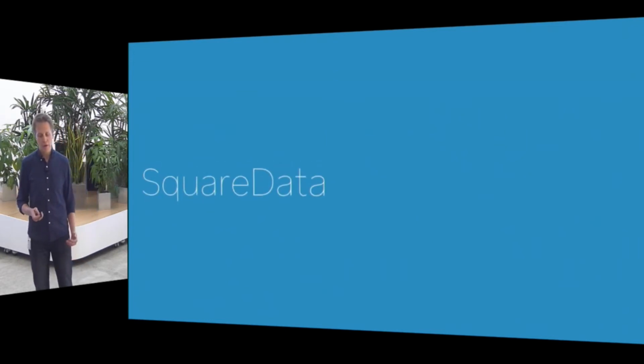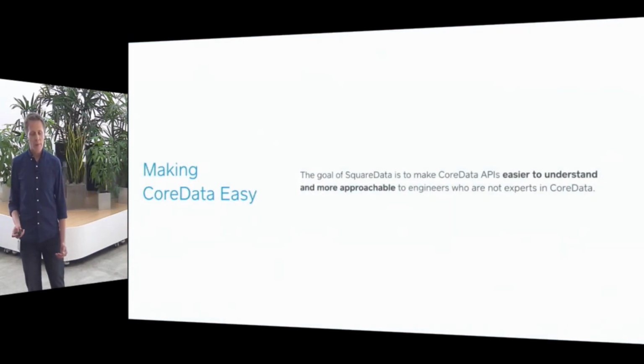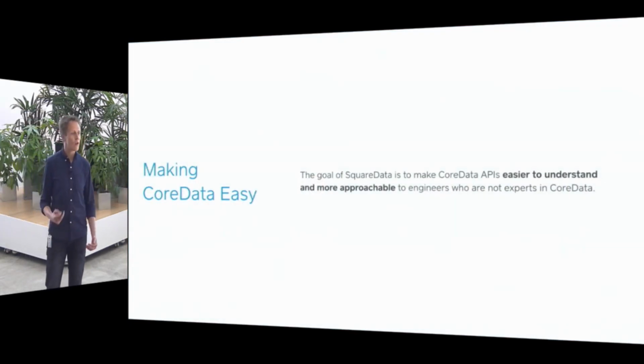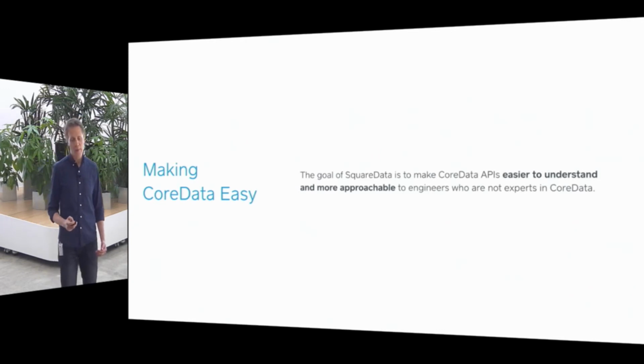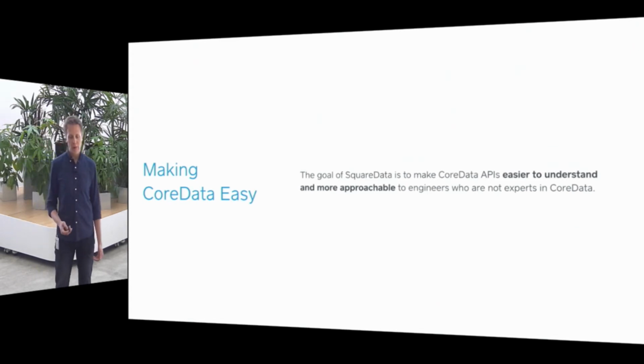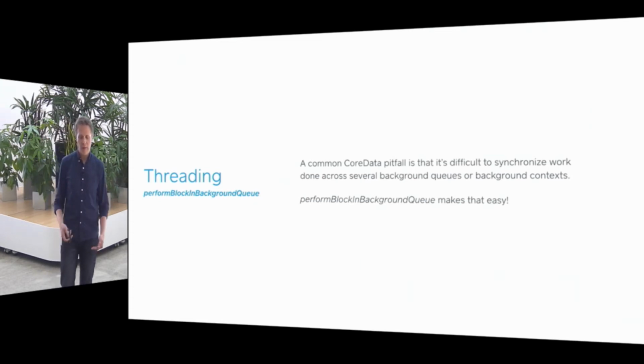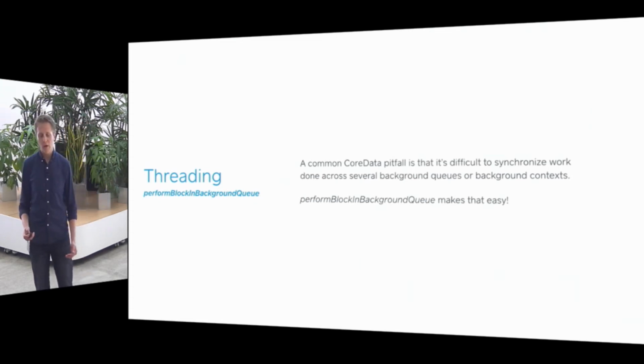So as you may have guessed, at Square, we really love using Core Data. We use it for absolutely everything in our app. But the APIs can be a little bit rough. So we built a framework called Square Data. The job of Square Data is to make Core Data easy. It essentially makes the APIs easier to understand and more approachable, especially to engineers who are not experts in Core Data. It makes it difficult to shoot yourself in the foot, and it provides early warnings if you make a mistake. An example of this type of API is the threading API we introduced, perform block and background queue.